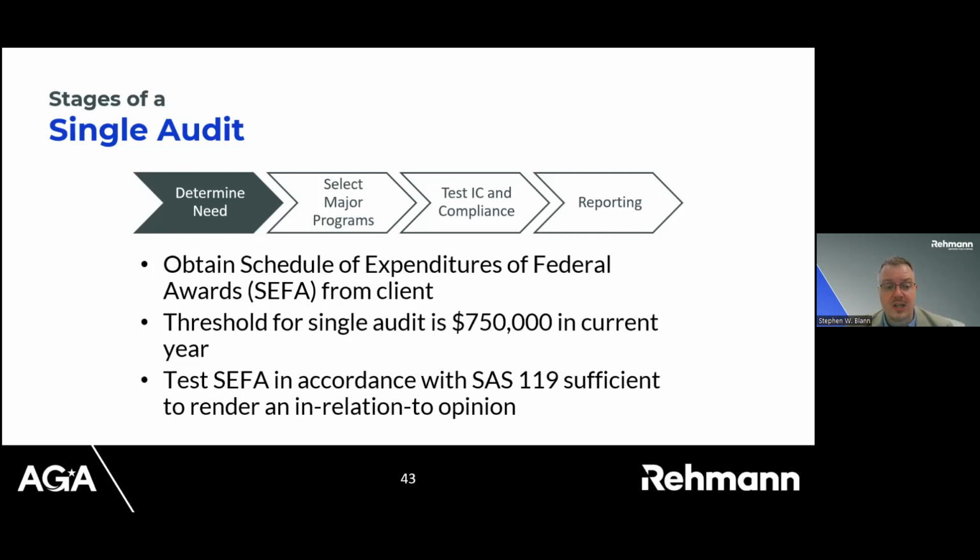So our question is, do we spend at least $750,000 across all federal grants, excluding beneficiaries, because those don't count, in a single fiscal year? If so, then a single audit will happen. The auditor will do some testing of that SEFA to make sure it's complete.